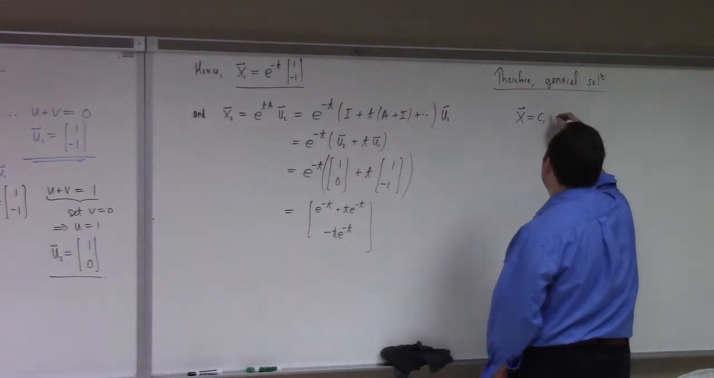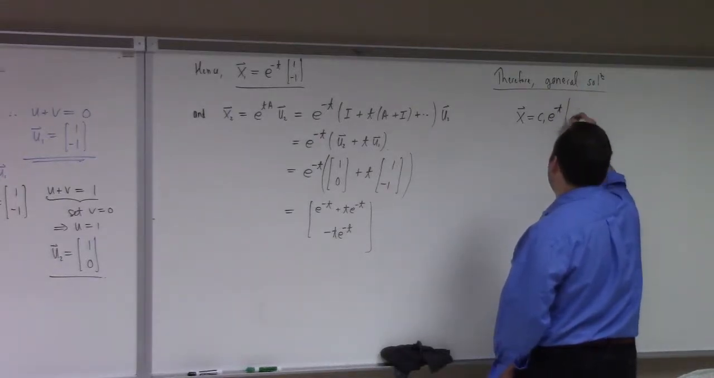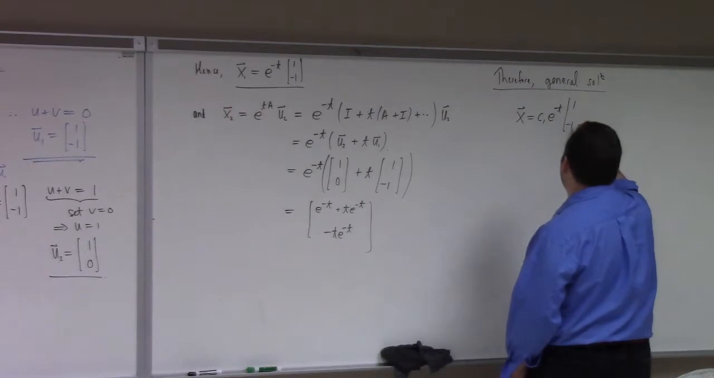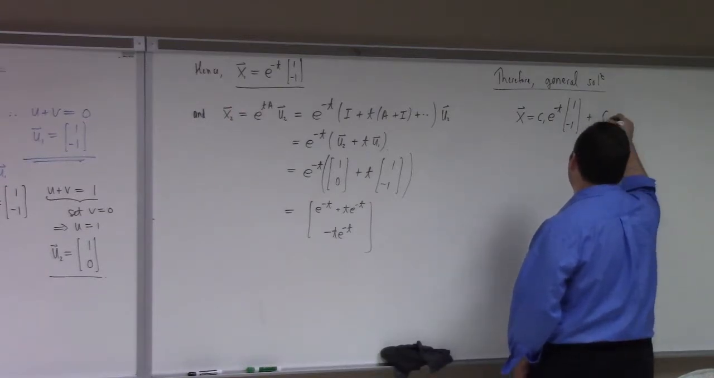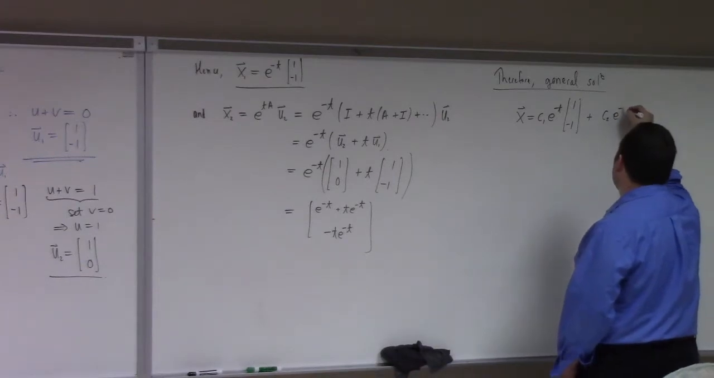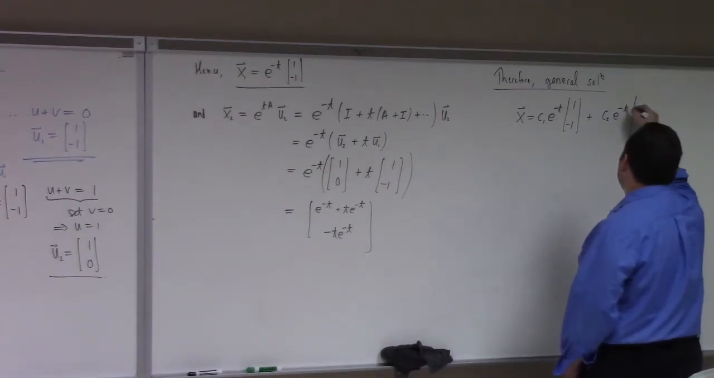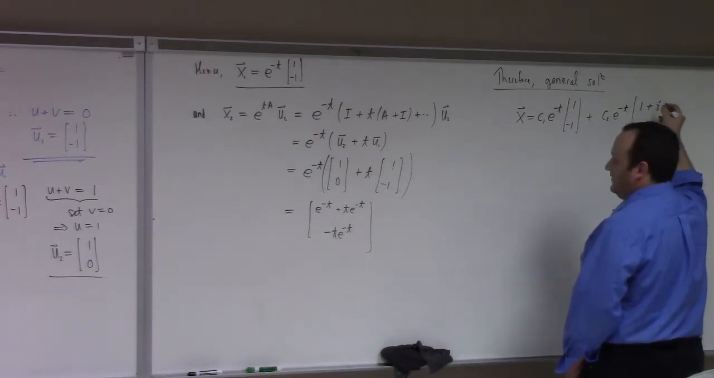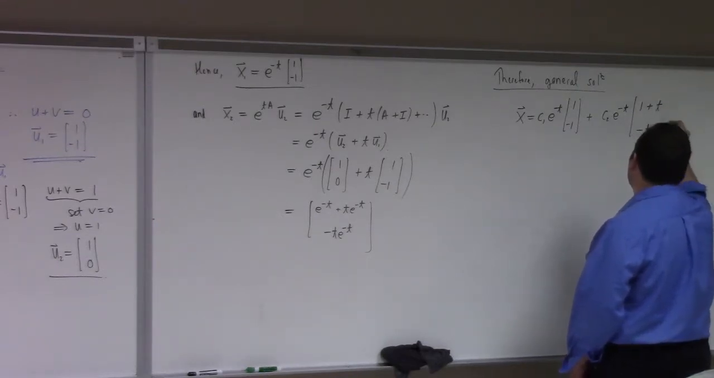c1 e to the minus t times (1, minus 1), there's my eigensolution, plus c2, and I'm going to pull out the e to the minus t because it's annoying not to, e to the minus t, and I got a 1 plus t for my first component, and I've got a minus t for my second component.